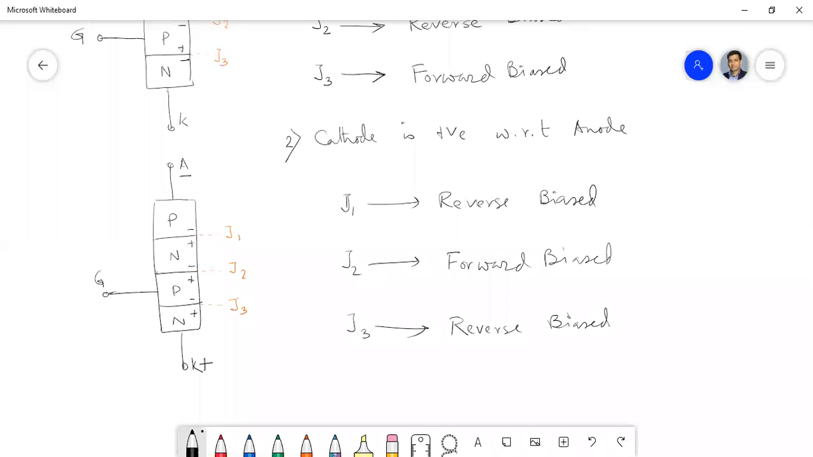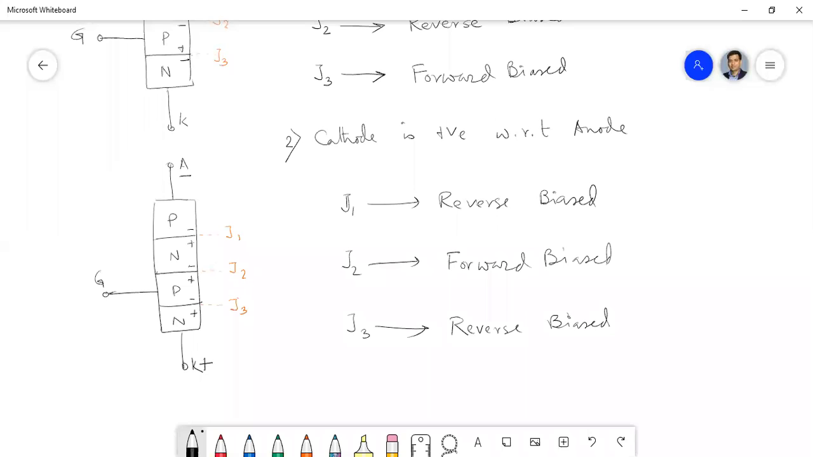Is that clear? So from this analysis, we can say the SCR has almost the same voltage blocking capability in both directions, that means in the forward direction and the reverse direction. In both the forward biasing condition and the reverse biasing condition, it has the same blocking capability. Not all devices available in power electronics have this feature.